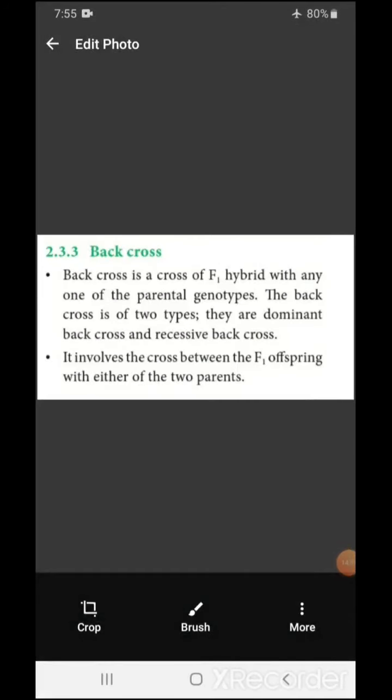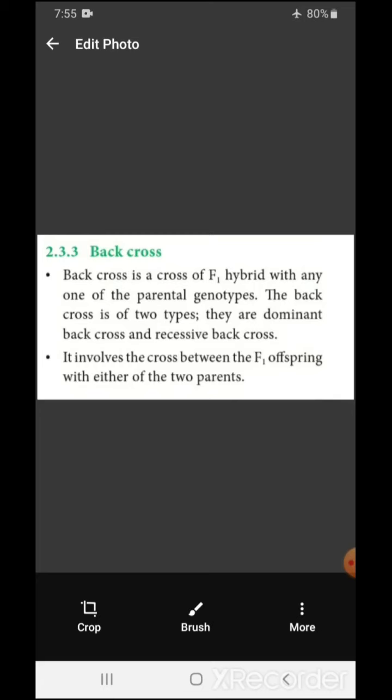Next one is the back cross. What is back cross? Already we finished test cross. What is test cross? The F1 hybrid crossed with the homozygous recessive. That is known as test cross. Or otherwise, the unknown genotype crossed with homozygous recessive is also known as test cross.